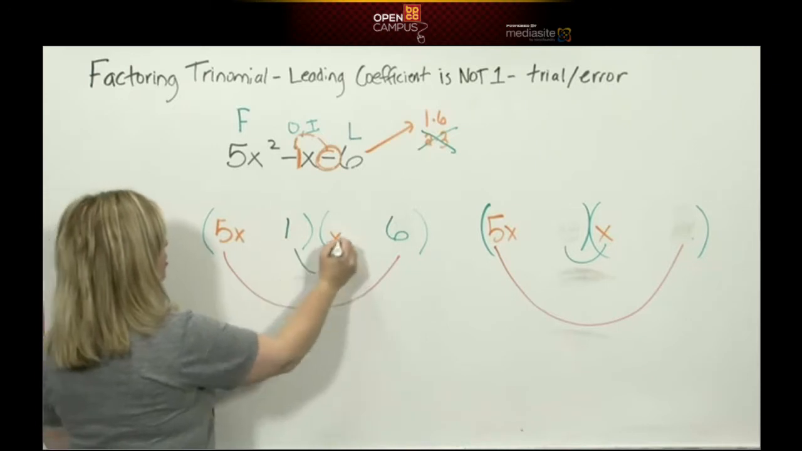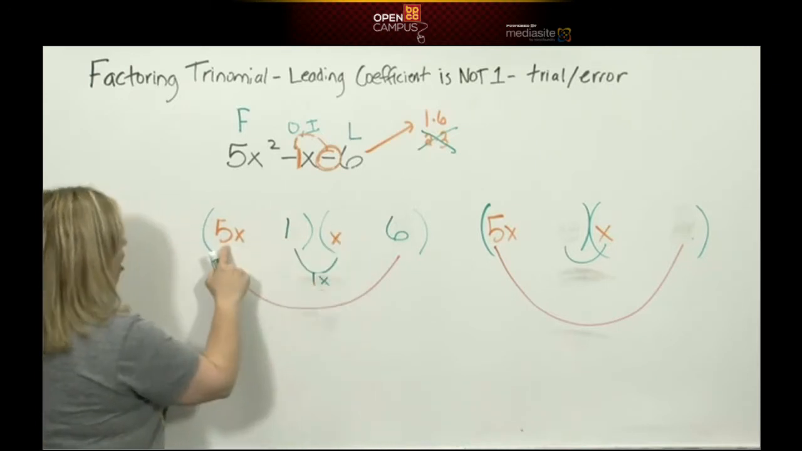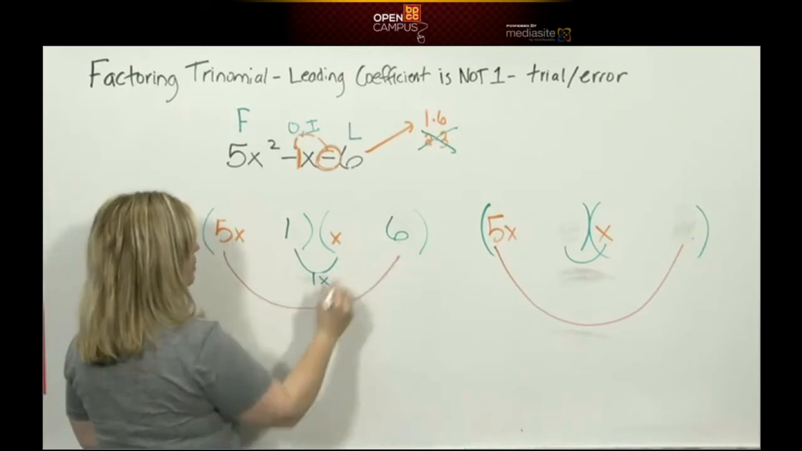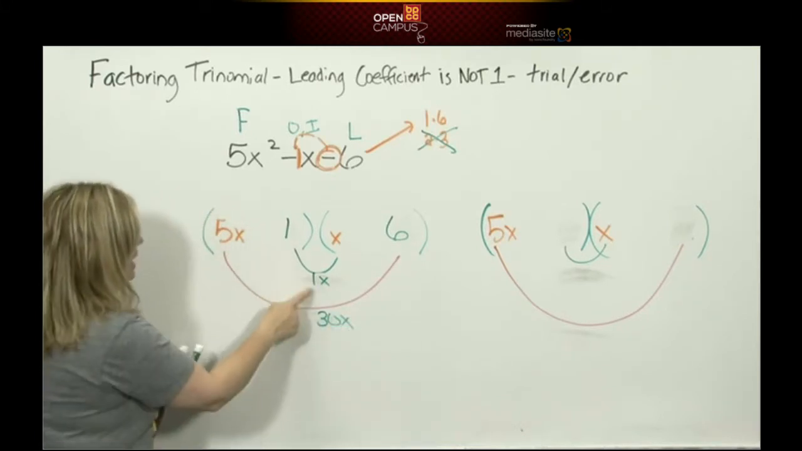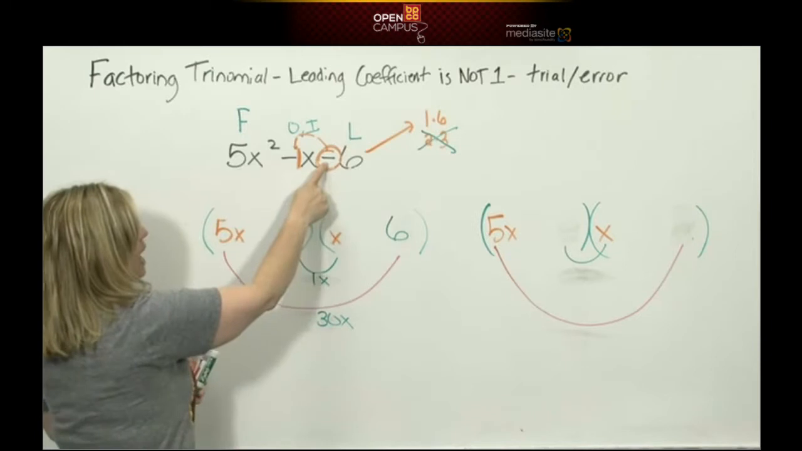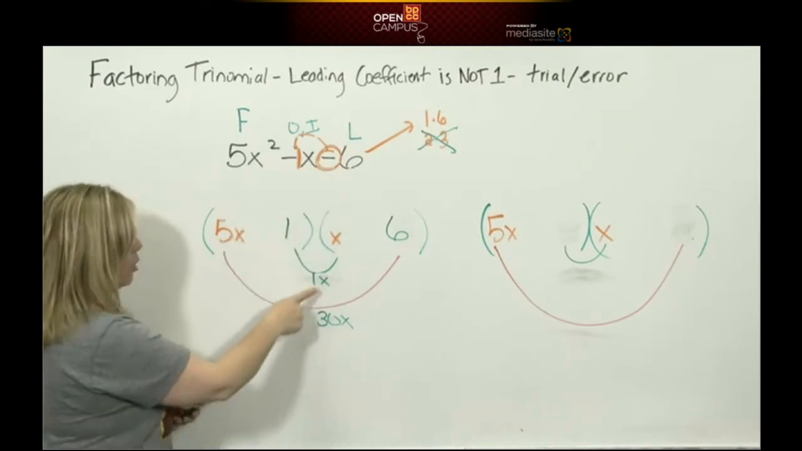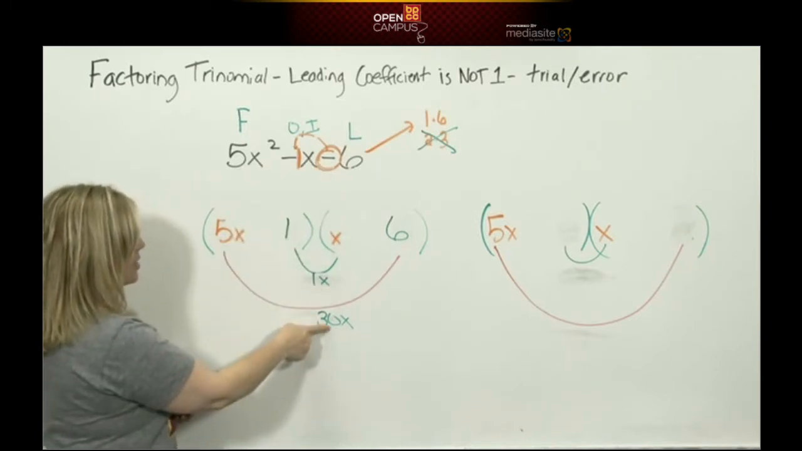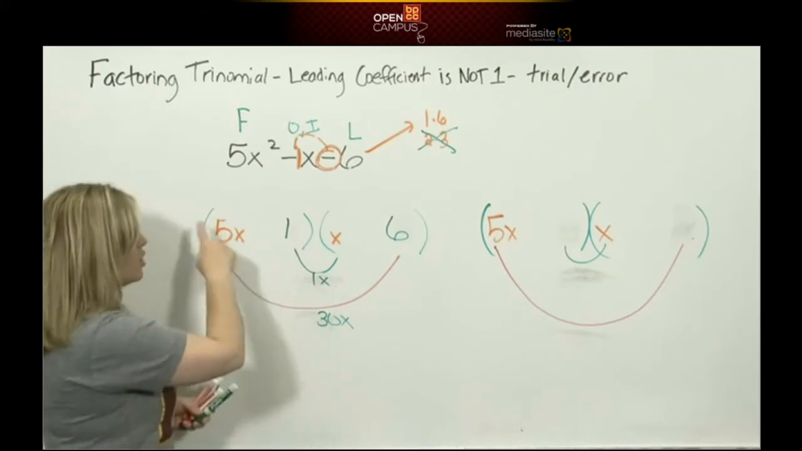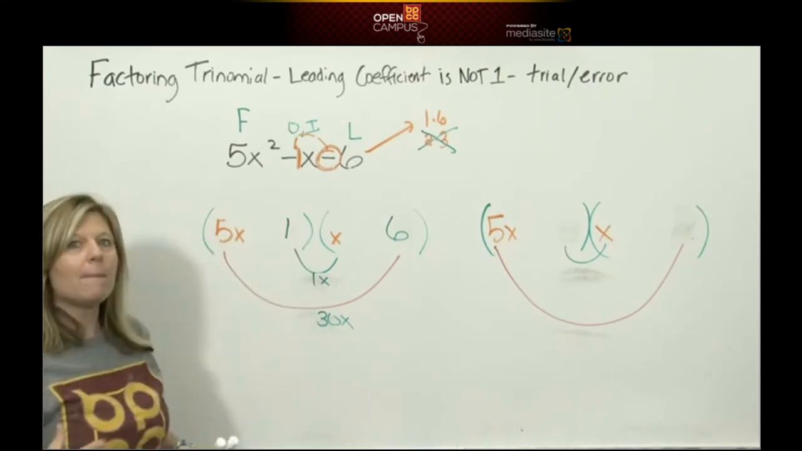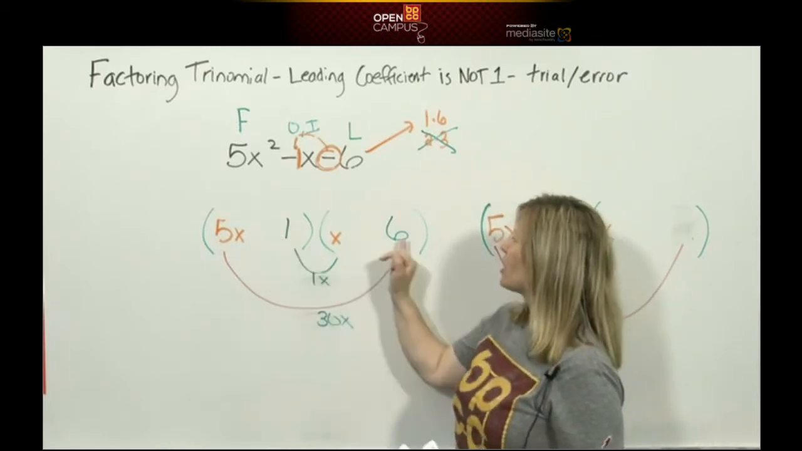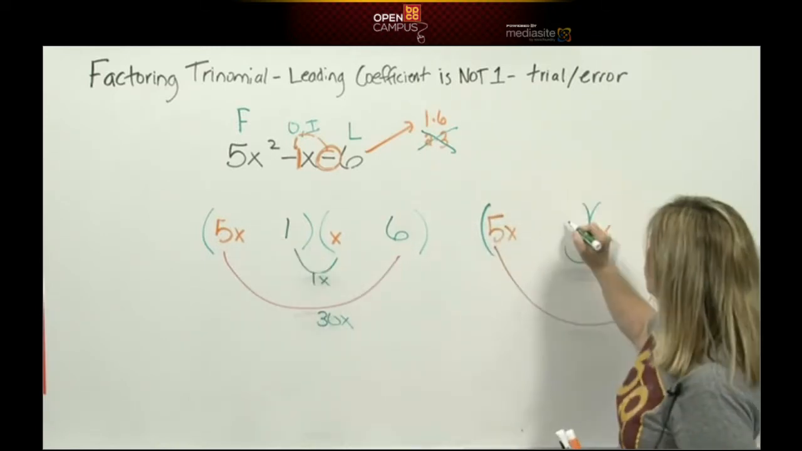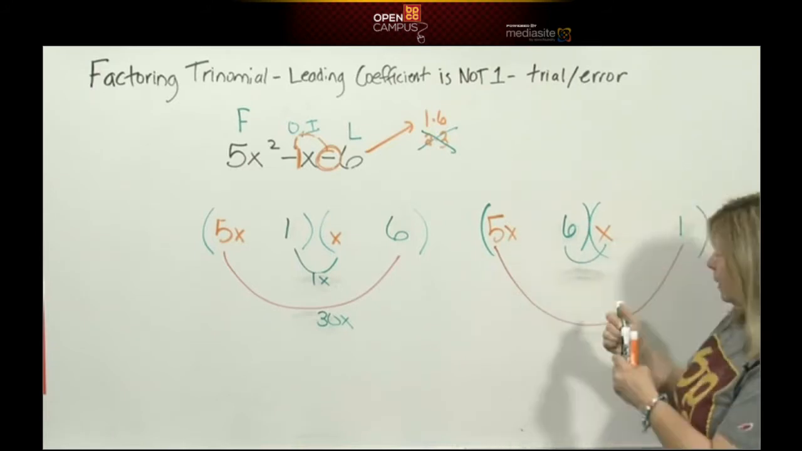Let's check our inners, 1x. Our outers would be 5x times 6, which is 30x. Will these inners and outers subtract to 1? No. 1x and 30x subtracts to 29x. So that didn't work. But remember, multiplication is commutative. Who said the 1 had to go first and the 6 had to go second? So let's rewrite it as 6 times 1.